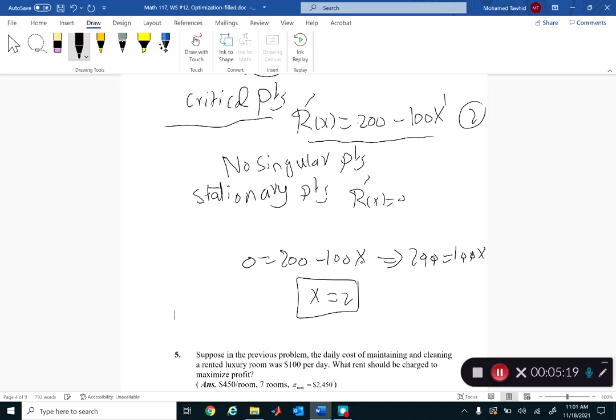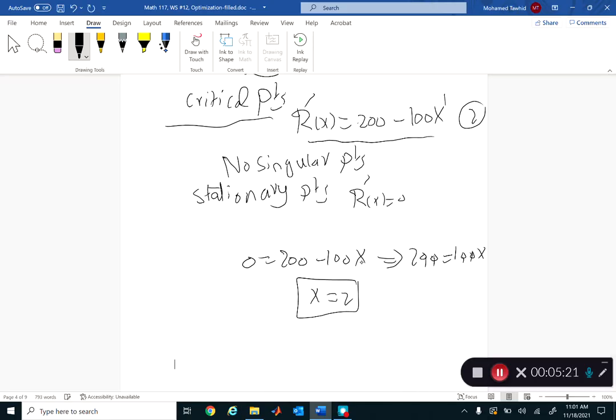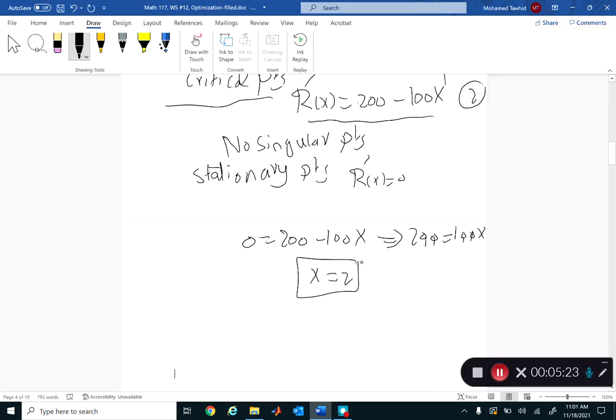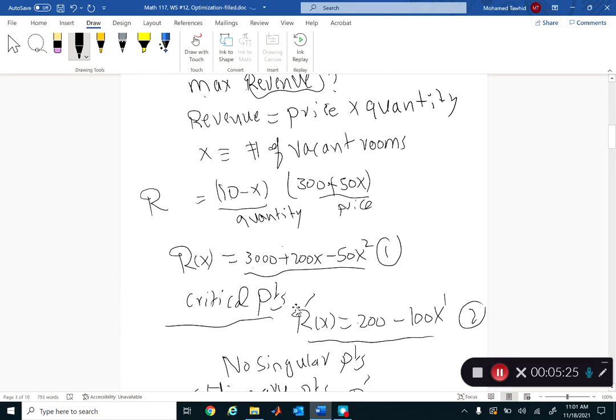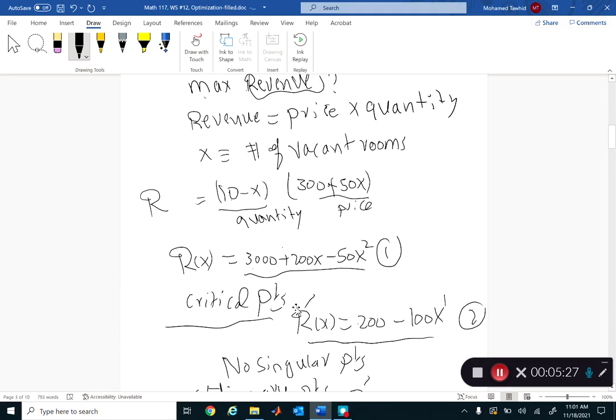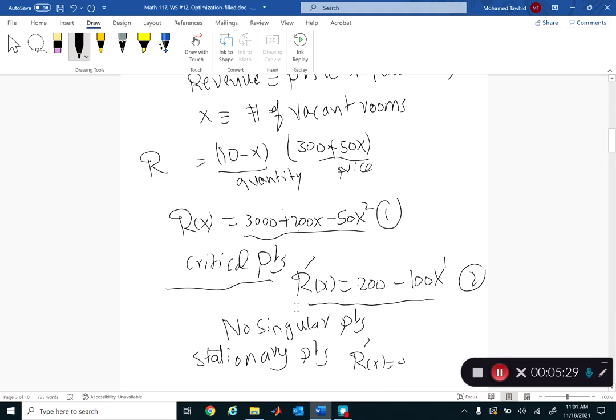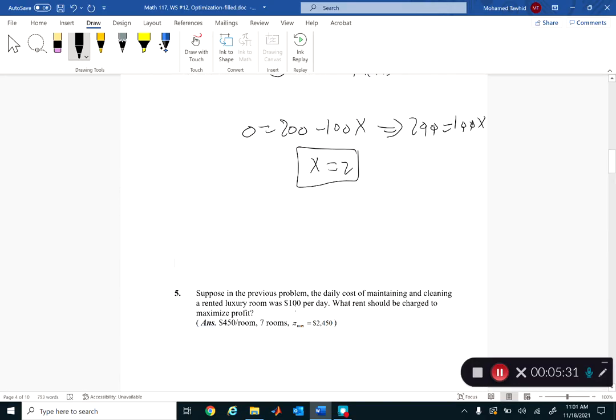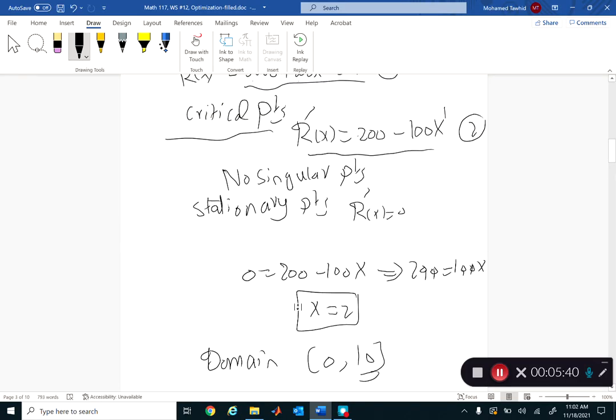So now let me ask you the domain. What is the domain? What is the maximum number of rooms you have? We have 10 rooms. So if 10 rooms here, what is your x here? Your x, the domain should start from 0 to 10, because the maximum rooms you could have is 10 rooms, right?